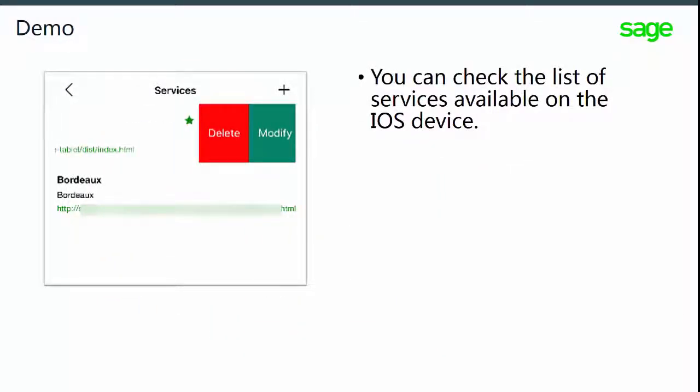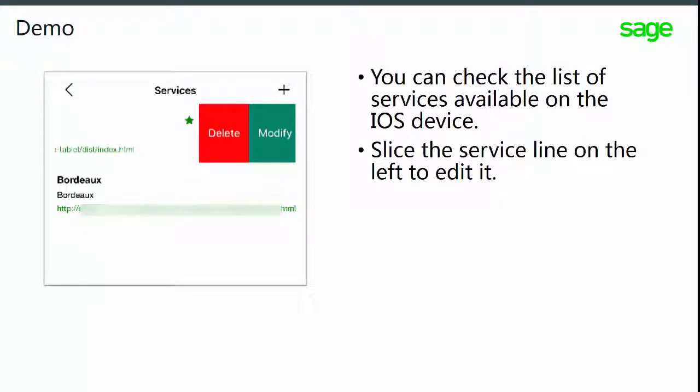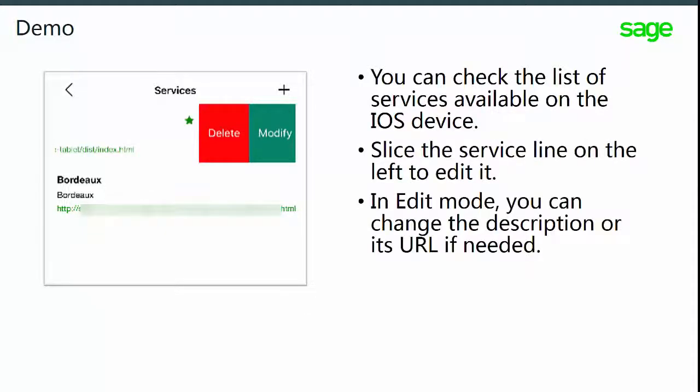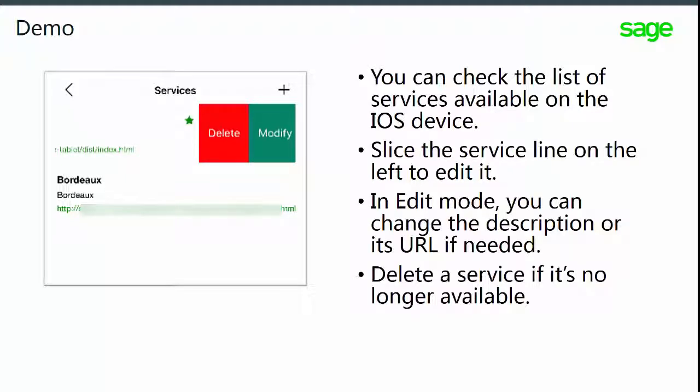You can check the list of services available on the iOS device. Slide the service line on the left to edit it. In edit mode, you can change the description or its URL if needed, and you can delete a service if it's no longer available. Also in this page, you can connect to the defined Sage X3 access. Just select the link and enter your credentials. Your credentials need to be saved if you want to allow refreshed data for your live tiles.